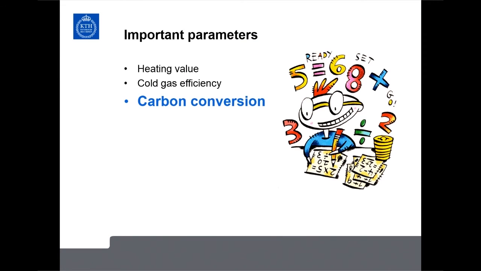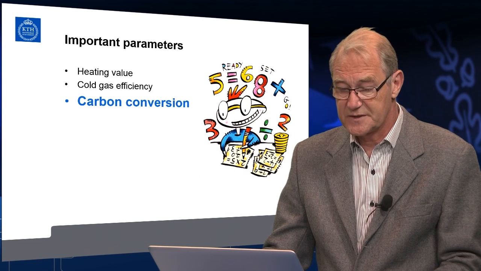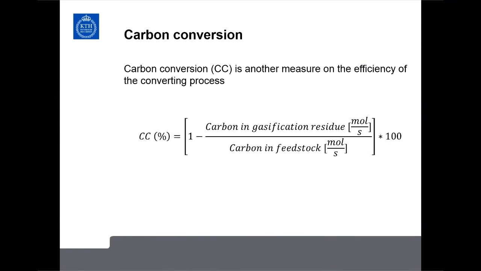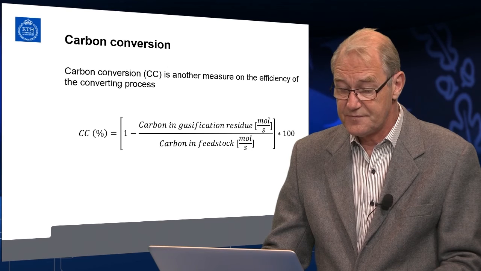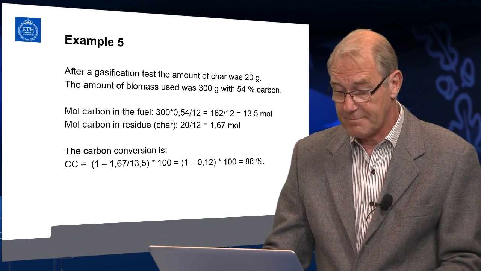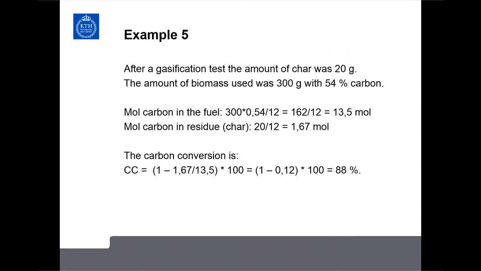Finally, in this course, we are going to look at carbon conversion. The carbon conversion is another measure of the efficiency of the converting process. And you see the formula below here. So let's take an example just to see how it works. We have after a gasification test, the amount of char was 20 gram. The amount of biomass used was 300 gram with 54% carbon.